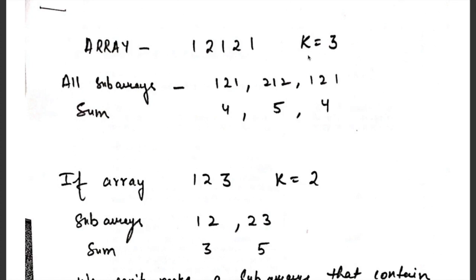If they do not have equal sum, then you can change the array in such a way that all the sub-arrays of length k have the same sum. You can do that by inserting a number between these elements, anywhere in the starting, in between, or in the ending. You can insert a number in the range 1 to the length of the array.